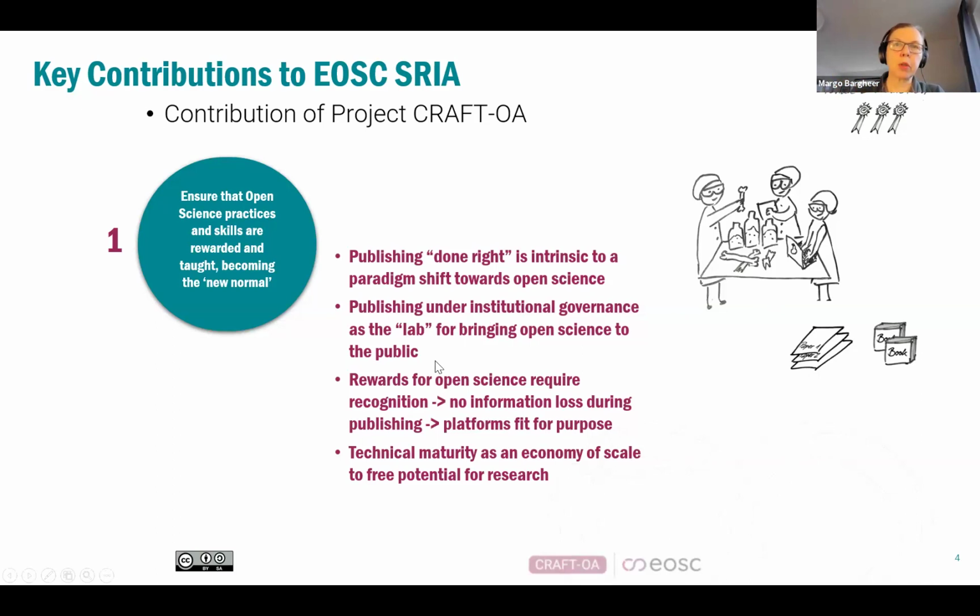And we think that open access publishing done right is anyway working towards the paradigm shift of open science. And open science can move towards the public, that's my personal belief, if it's exercised by public institutions. And that is, for instance, universities, university libraries, university presses, and so on.